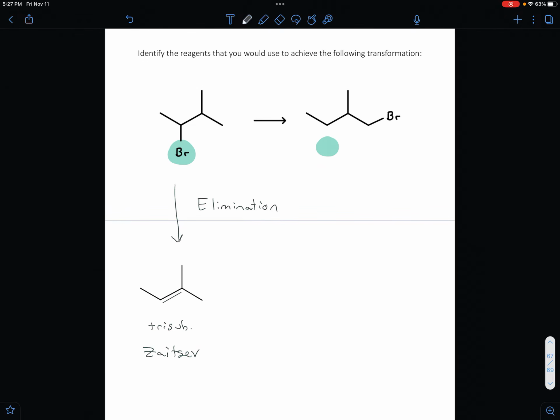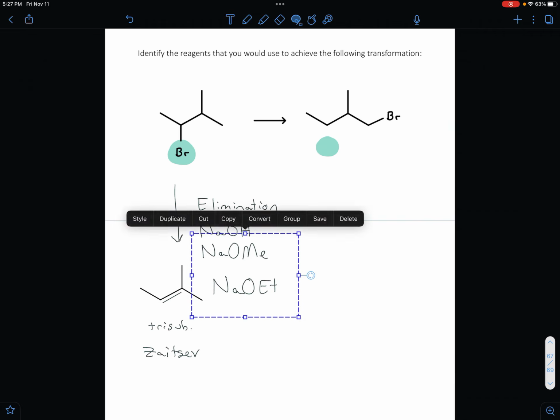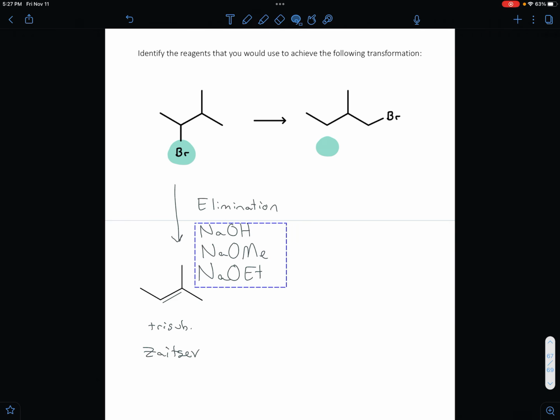And the way you get the Zaitsev product as your major product is if you use a skinny base. A skinny base like sodium hydroxide. You could also use sodium methoxide or sodium ethoxide. Any of those would work for that skinny base. So that accomplishes that transformation. So it does something, but it's definitely not the product we want.